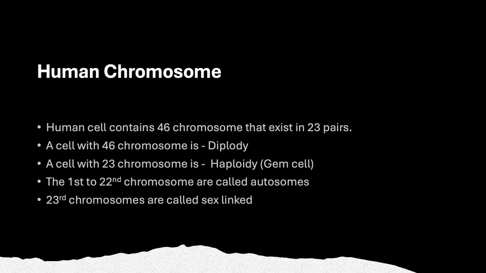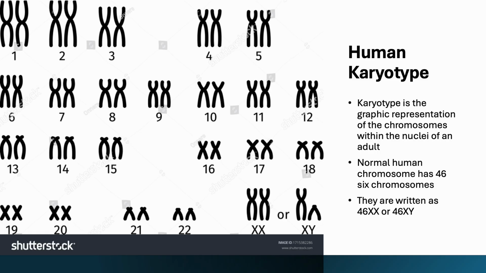A human body contains 46 chromosomes that exist in 23 pairs. A cell with 46 chromosomes is diploid. A cell with 23 chromosomes is haploid. That's mostly the germ cells. From the first to the 22nd pairs, we call them autosomes, and then the 23rd pair are the sex-linked chromosomes. And the human karyotype is where we present the graphic representation of the chromosomes within the nucleus of an adult.